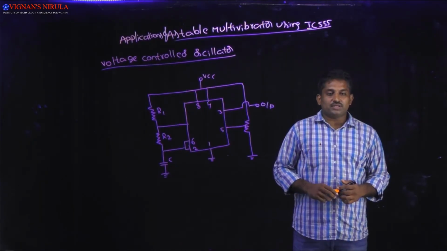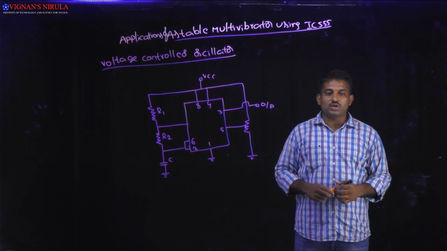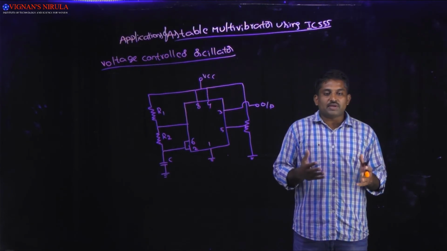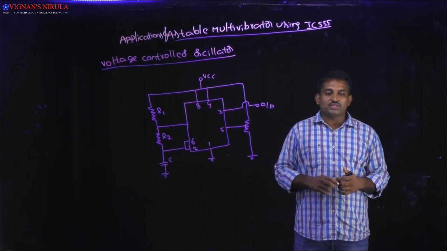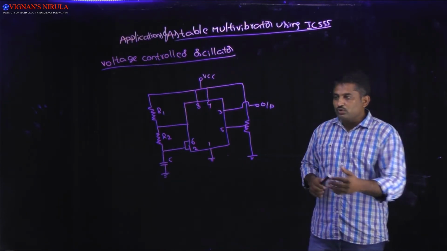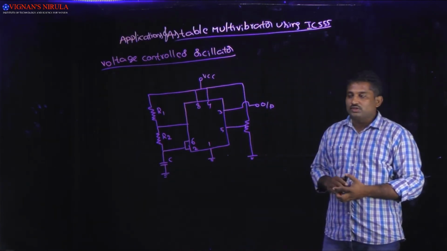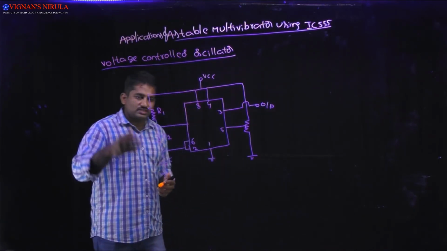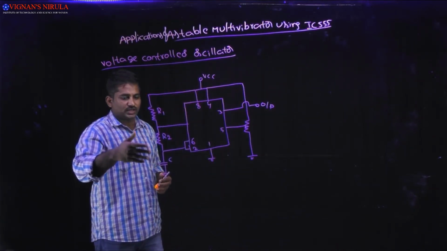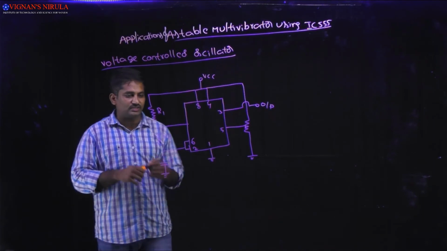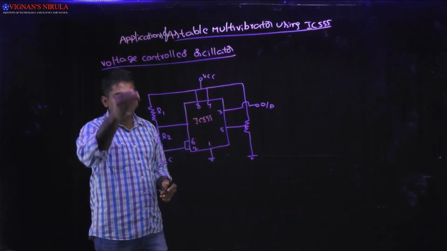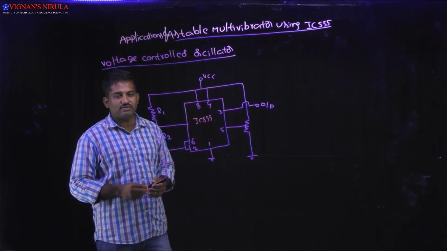Main application of the astable multivibrator is voltage controlled oscillator. Generally, we use the astable multivibrator as a voltage controlled oscillator. If you observe this circuit, it will be used as a voltage controlled oscillator, and this circuit consists of two resistors and a capacitor which are externally connected to IC 555. Then it will be treated as an astable multivibrator.